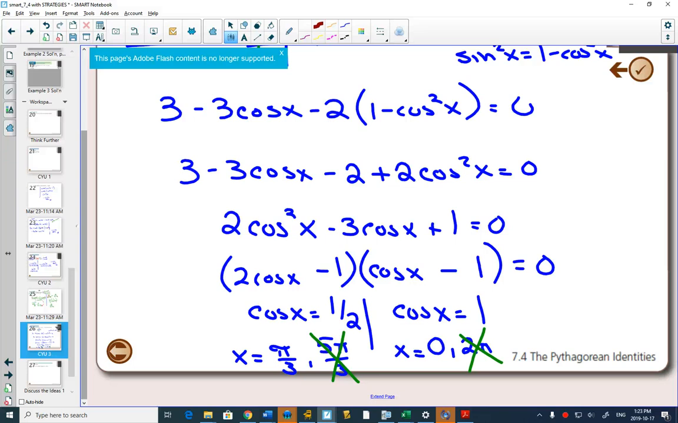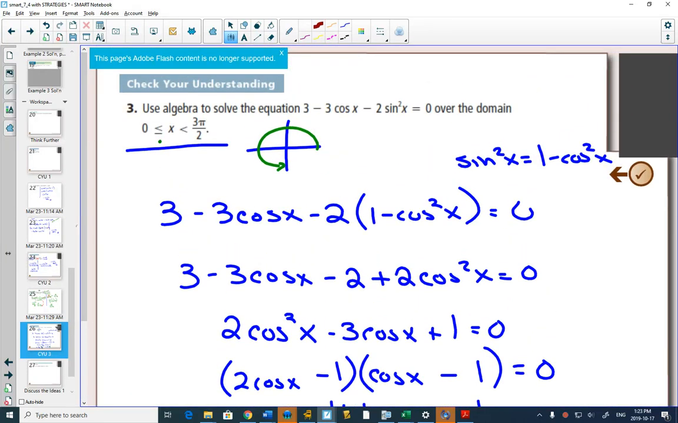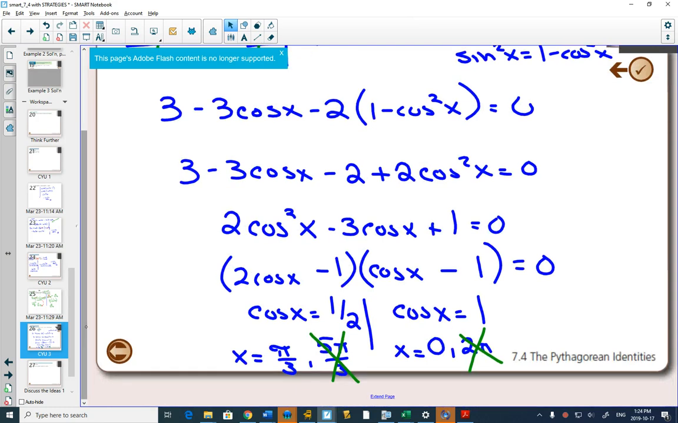Now I feel like I want to double check. Was 0 included or not? Yes. 0 was included. 3 pi over 2 wasn't, but that wasn't in our solution. So the only solutions to this one are 0 and pi over 3. All right, question for practice on this one is number 10.